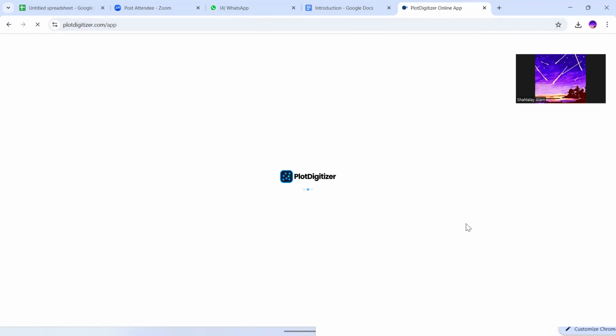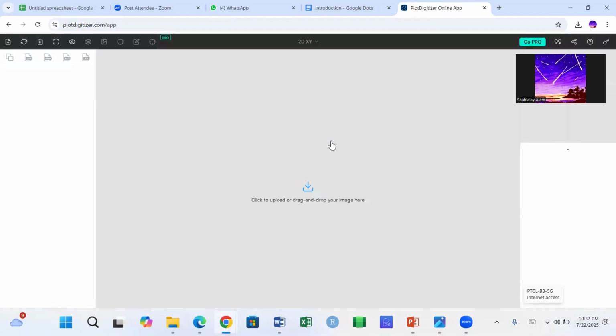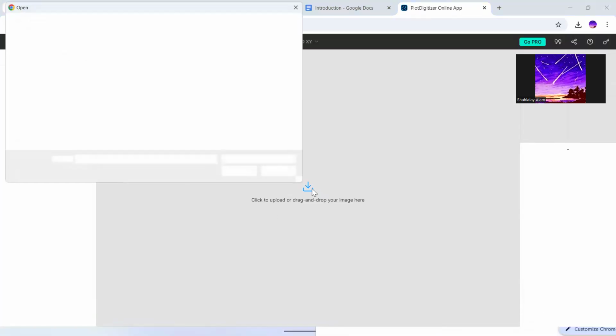This plot digitizer is taking a bit of time. This minute is weak. Okay.